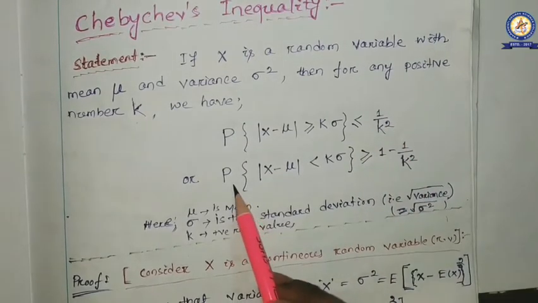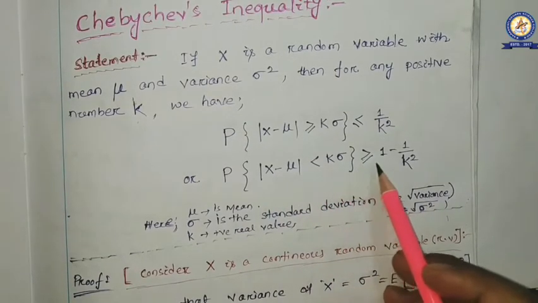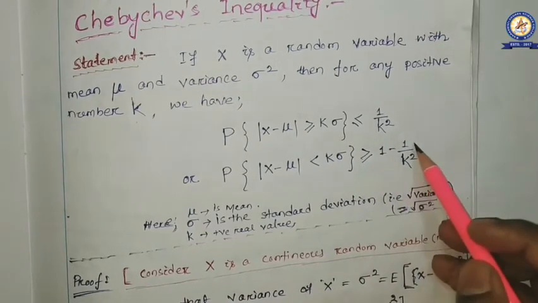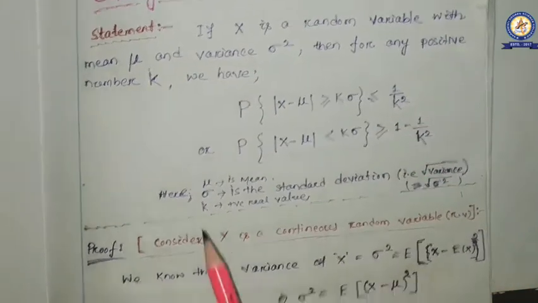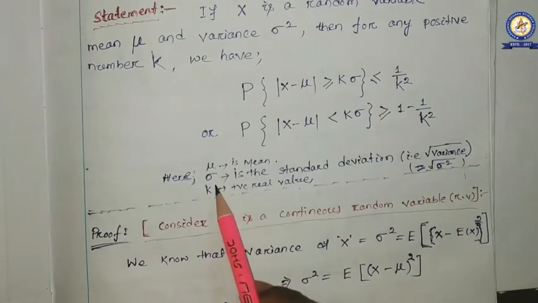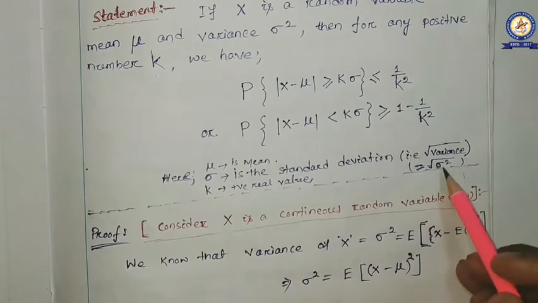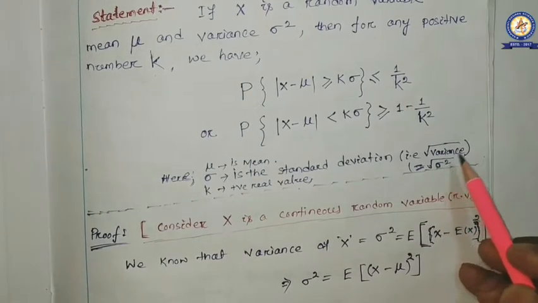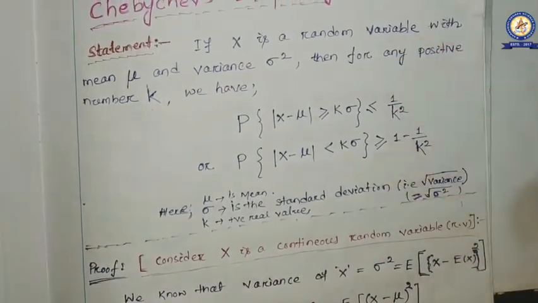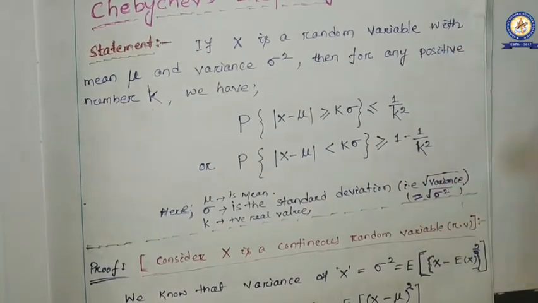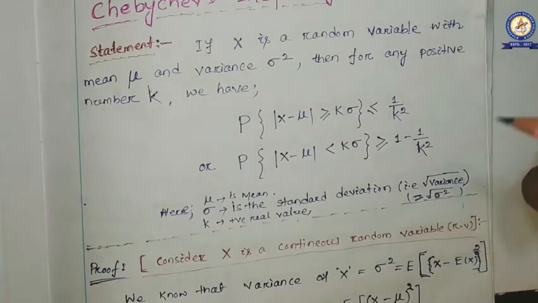or probability of mod x minus mu less than k sigma is greater than or equal to 1 minus 1 by k square. So these are the two ranges, where mu is your mean, sigma is the standard deviation, that is the square root of variance, and we know that variance is sigma square. Here k is a positive real value. This is the statement of this inequality or theorem that we are going to prove in detail, because this theorem most of the time you can find in your exam.